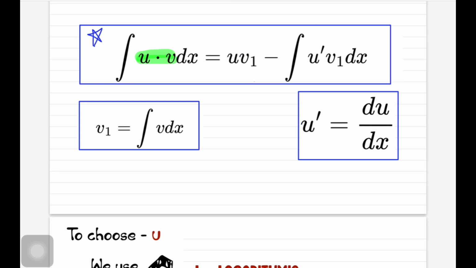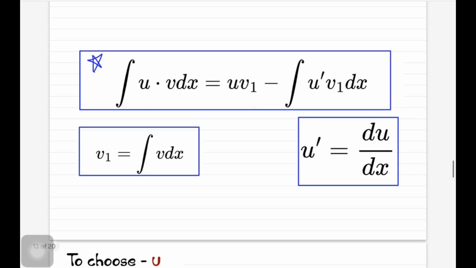And the other term I can see is v1. And what is v1? v1 is actually what we get when we integrate v with respect to x. So in this way we are going to work on this formula and try to do examples.